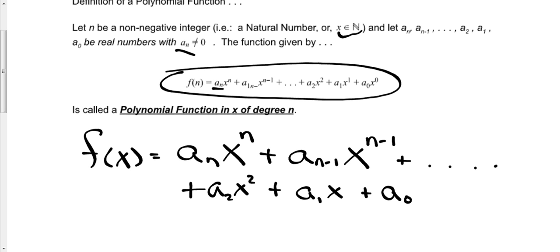Anyhow, degree. This is a polynomial of degree n. If this is a 5, I call that a 5th degree polynomial. If it's a 2nd degree polynomial, I have a special name for a 2nd degree polynomial. What do I call 2nd degree polynomials?